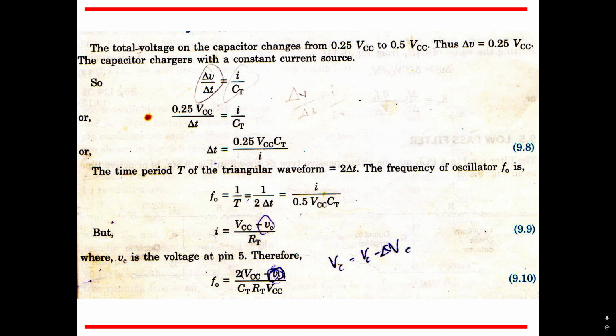The frequency of the oscillator f0 is f0 equals 1 by T, equals 1 by 2 delta T, equals I divided by 0.5 VCC CT. But I is nothing but (VCC minus VC) divided by RT, where VC is the voltage at pin 5. So if you substitute for I and simplify, we get the frequency of oscillation f0 equal to 2 times (VCC minus VC) divided by CT RT VCC.